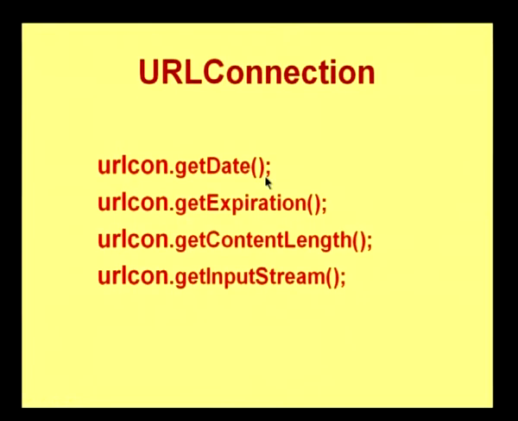You can see that we have methods like getDate, getExpiration, getContentLength, and getInputStream. The getDate method is going to return the date, whereas getExpiration gives the expiration of that resource, getContentLength gives the content length of the resource, and then I can access the input stream. From the input stream, I can read the contents of that particular URL resource.